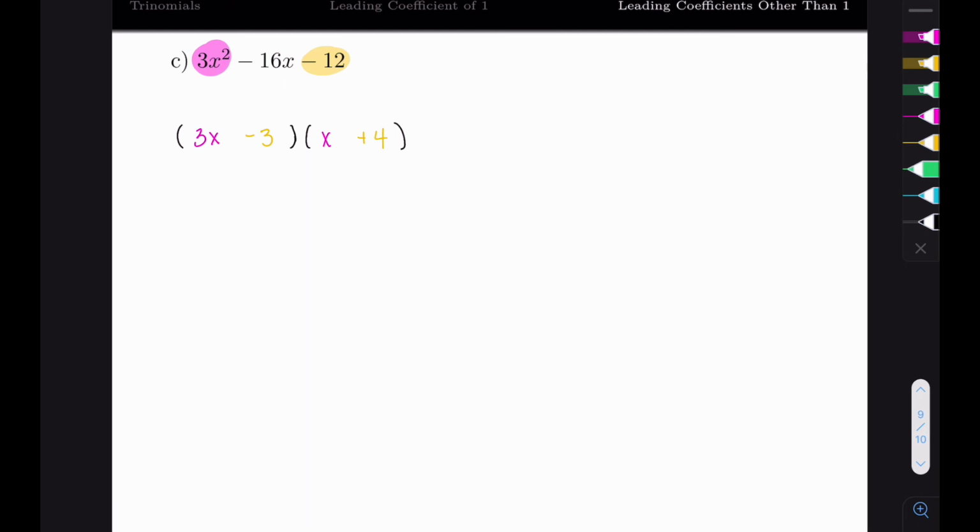Okay. And so if we go ahead and look at the outer term here, that would be positive 12x. And the inner term is negative 3x. And unfortunately, those give us positive 9x. So this is not the correct middle term. Okay. So that one doesn't work.